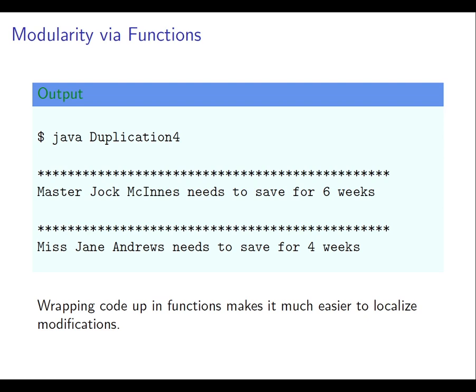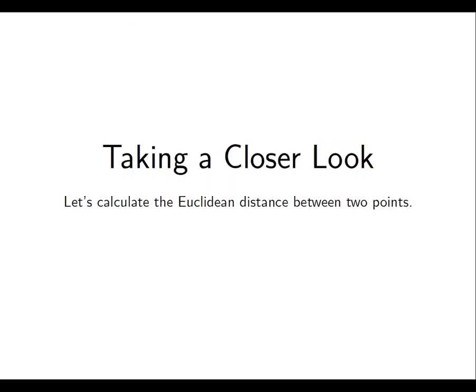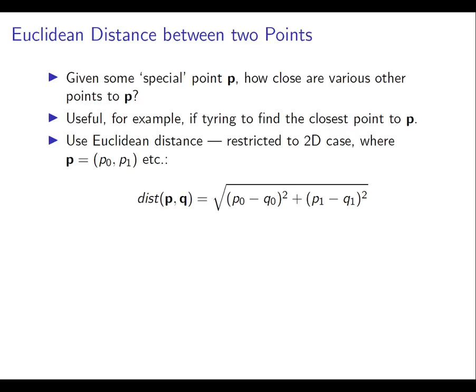So that's what I just said. Makes it easier to localize modifications. So now let's look at a different example. We're going to now calculate the Euclidean distance between 2 points.